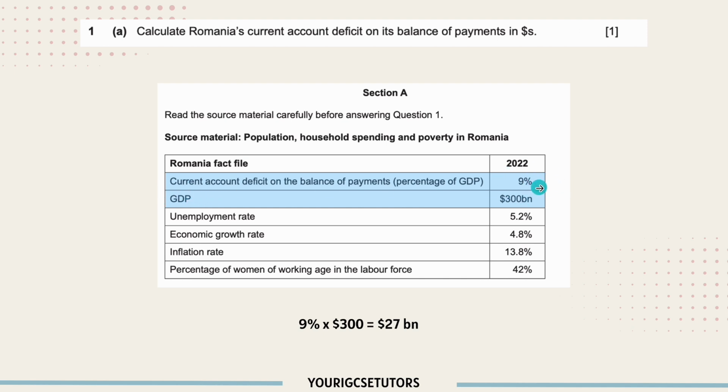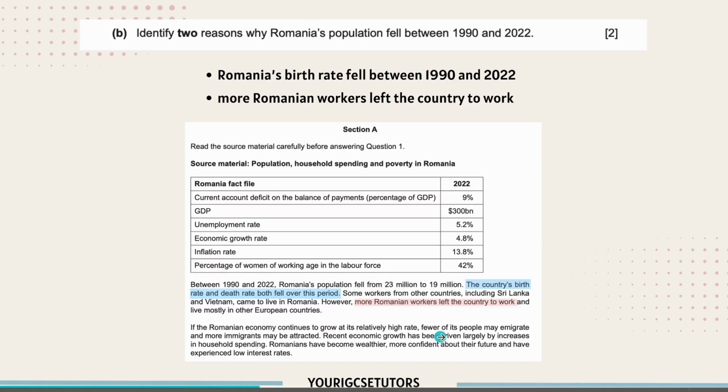So it's 9% of 300 billion. And you can leave the answer in billions. So I just take 9% of 300 to give you 27 billion. Of course you can write out all the zeros, but it's just harder and you might make some errors. So I feel like it's easier to leave it in billions.